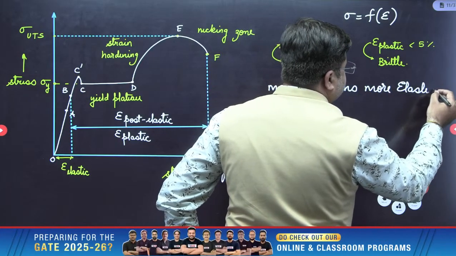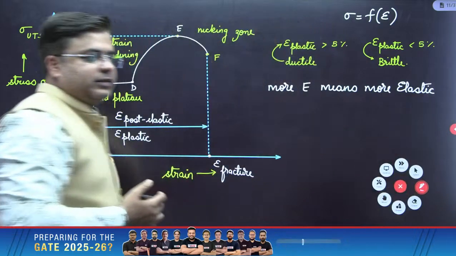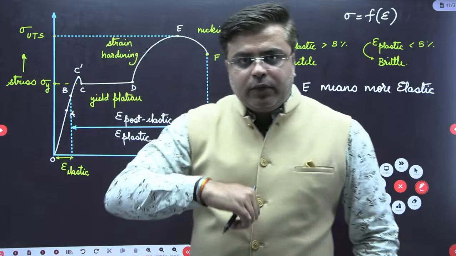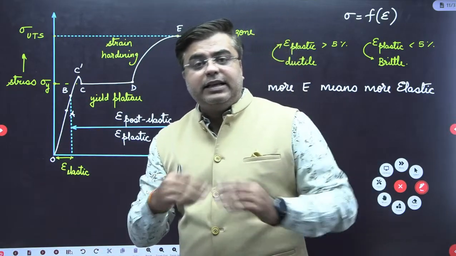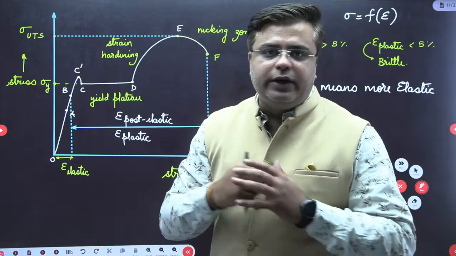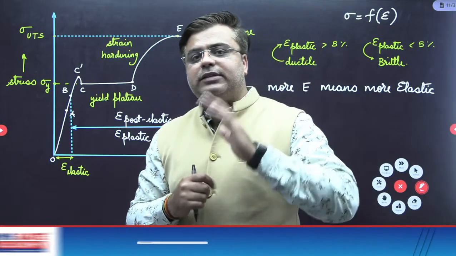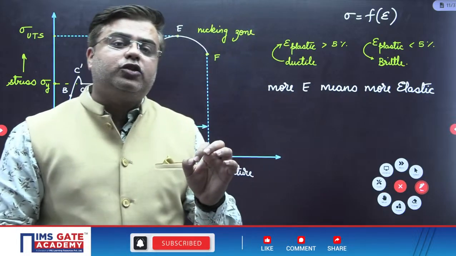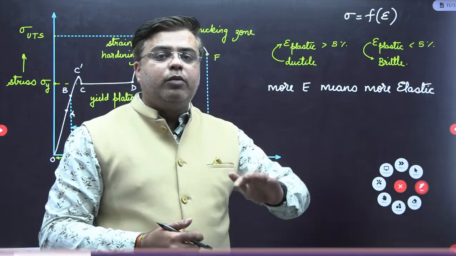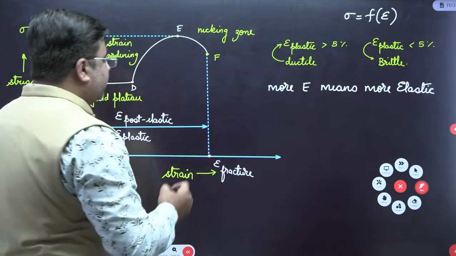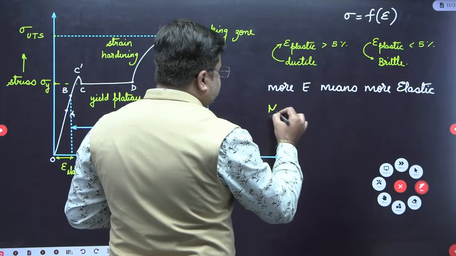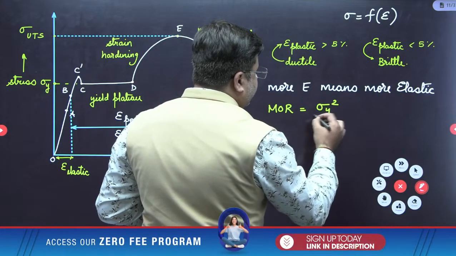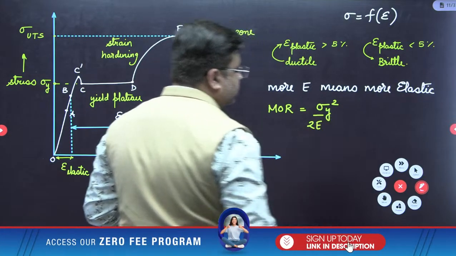Now next is toughness and resilience. Resilience is the strain energy stored in the body up till the elastic limit. Resilience is calculated by the area under the load deformation curve. Then the second one is the modulus of resilience. Modulus of resilience is the strain energy stored in the body per unit volume up to the elastic limit, and it is calculated as sigma y square divided by 2E. This is your modulus of resilience.